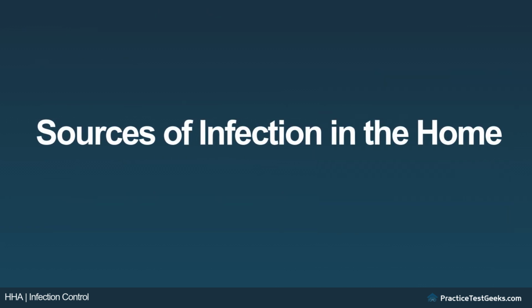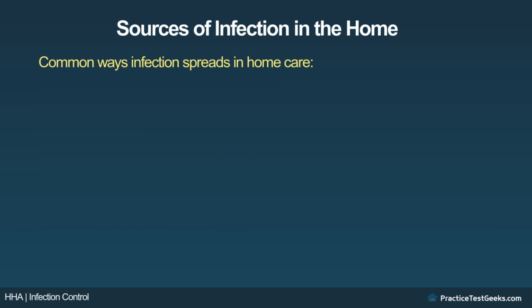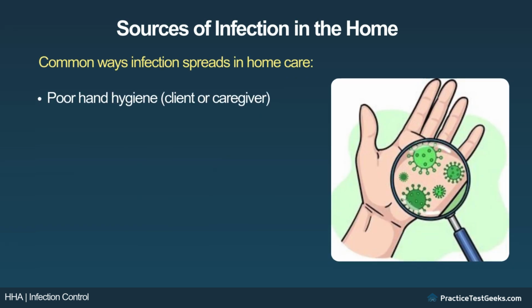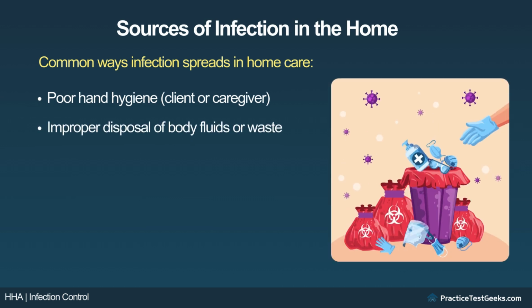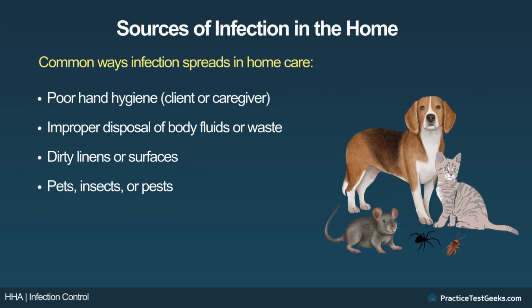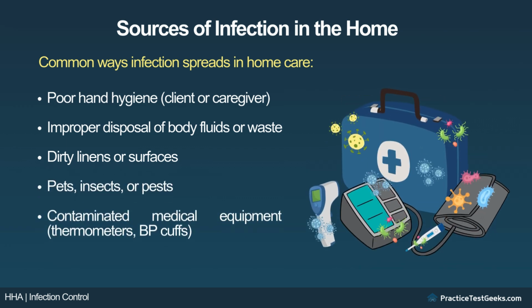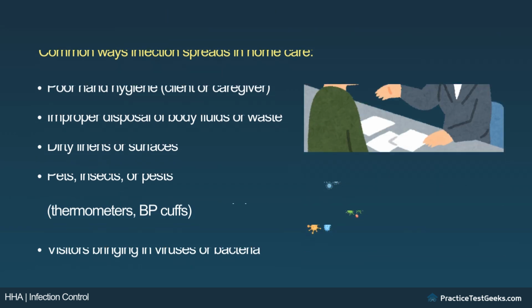Let's look at common sources of infection in the home care setting. Common ways infection spreads in home care: poor hand hygiene, client or caregiver; improper disposal of body fluids or waste; dirty linens or surfaces; pets, insects, or pests; contaminated medical equipment, thermometers, BP cuffs; visitors bringing in viruses or bacteria. Even clean-looking homes may have infection risks if health habits are overlooked.